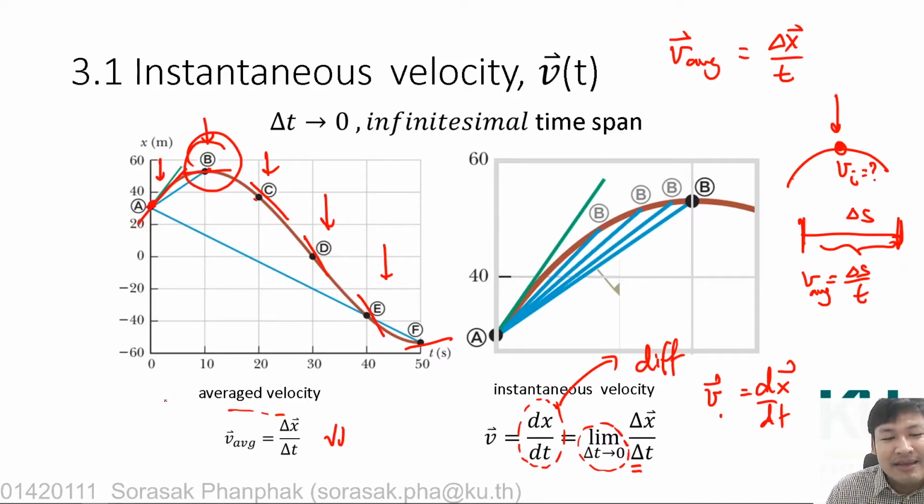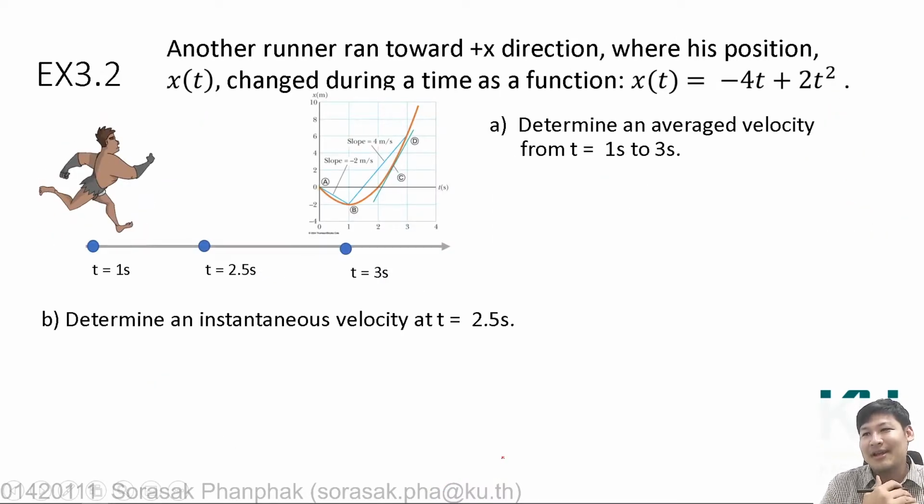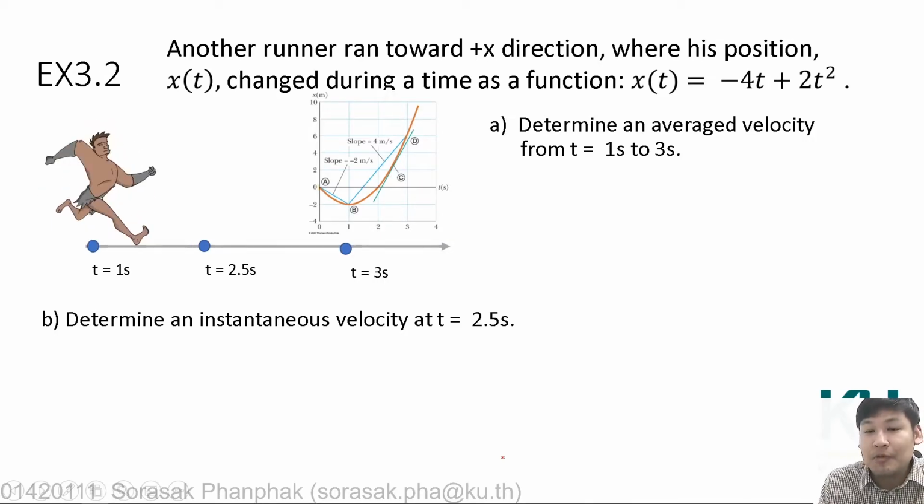So the thing is, if you would like to find the average, find the displacement over the time. But if you would like to find the instantaneous velocity, find the function of x that relates to t, and you differentiate x(t) by t, then you're going to get the instantaneous velocity. So we will understand more through the experiment and example.